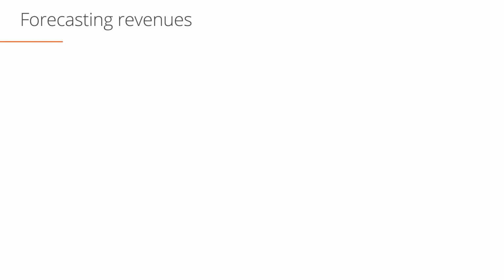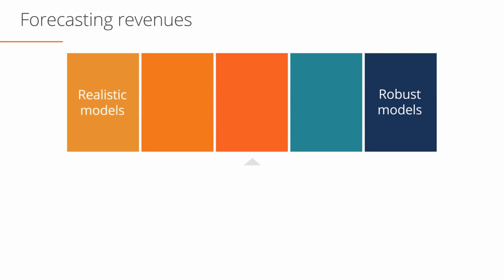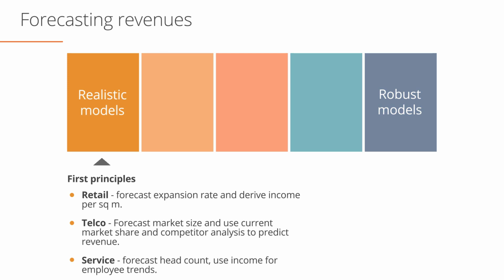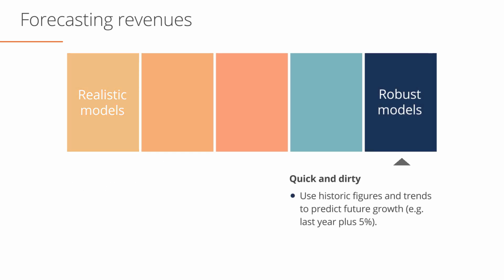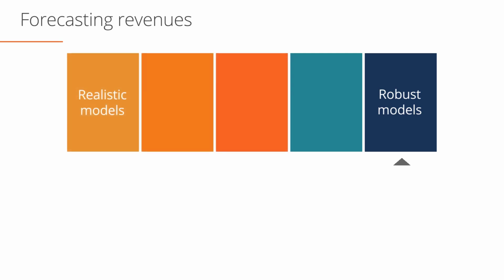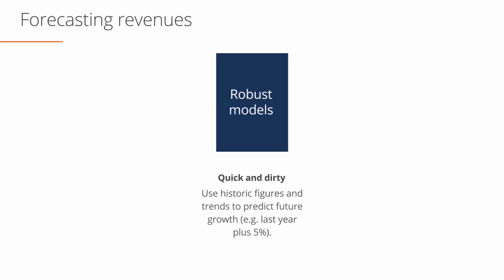Earlier in this session, we talked about the inherent tension in model building between making your model realistic and keeping it simple and robust. The first principles approach, outlined here, identifies how you would go about modeling revenues if you need a high degree of detail and precision. The quick and dirty approach outlines how you can model revenues in a much more straightforward way, with the benefit that your model will be smaller as well as easier to follow and audit. For our case study, we're going to use the quick and dirty approach, using historic figures and trends to predict future growth.